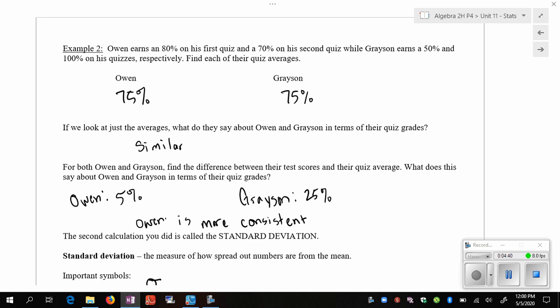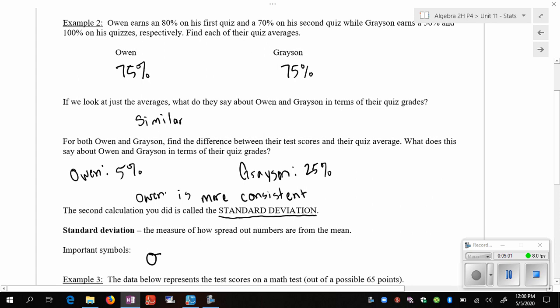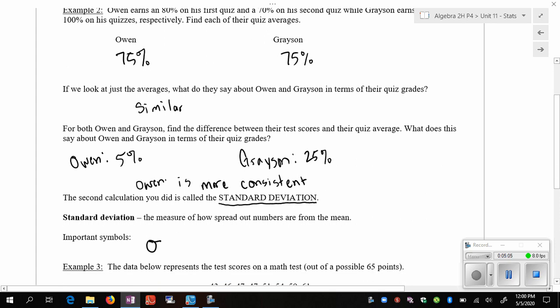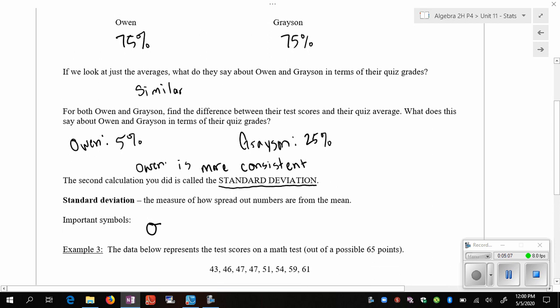However, once we think about the idea that the two scores that Owen had were only 5% away from the mean, and Grayson's scores were 25% away from the mean, then you would say that Owen is more consistent. And that calculation that we just came up with there is what we call the standard deviation. There is a special symbol for standard deviation. We're going to find it on the calculator. And that symbol is the sigma symbol, right?